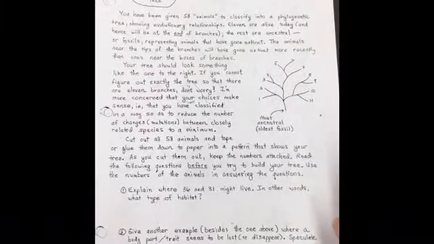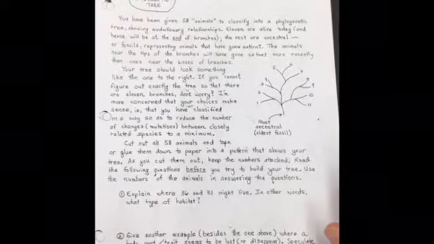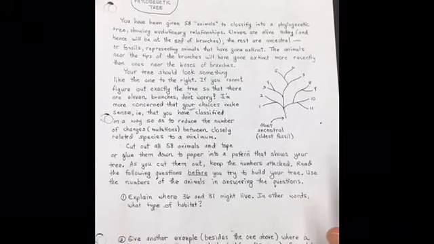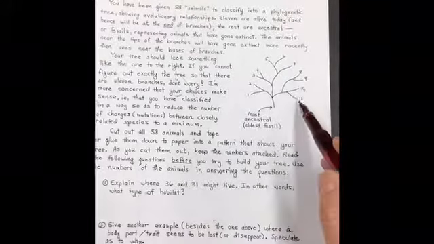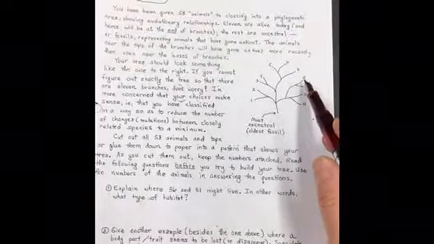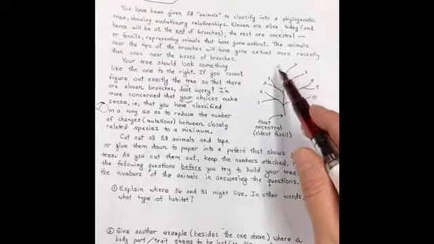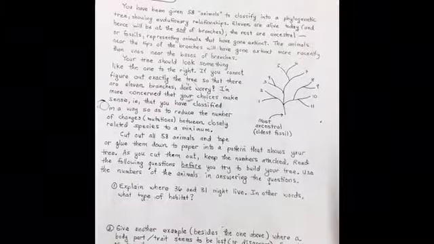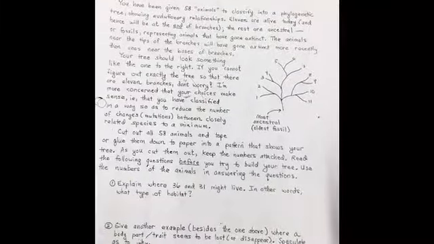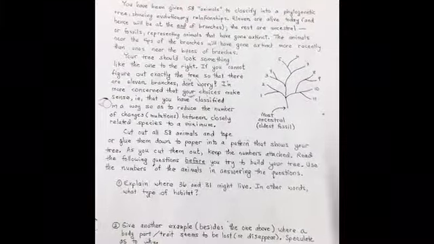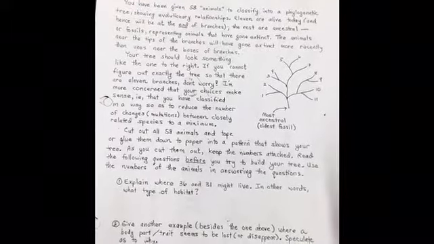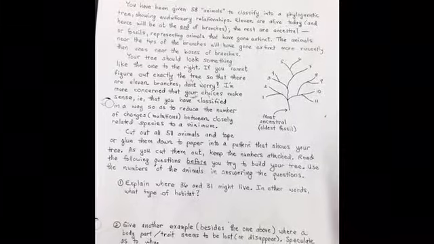You've been given 58 animals to classify into a phylogenetic tree showing evolutionary relationships. 11 are alive today and hence will be at the end of the branches down here. So they should end in the most complex organisms. The rest are ancestral or fossils representing animals that have gone extinct. The animals near the tips of the branches will have gone extinct more recently than the ones near the bases of the branches. Your tree should look something like the one to the right.